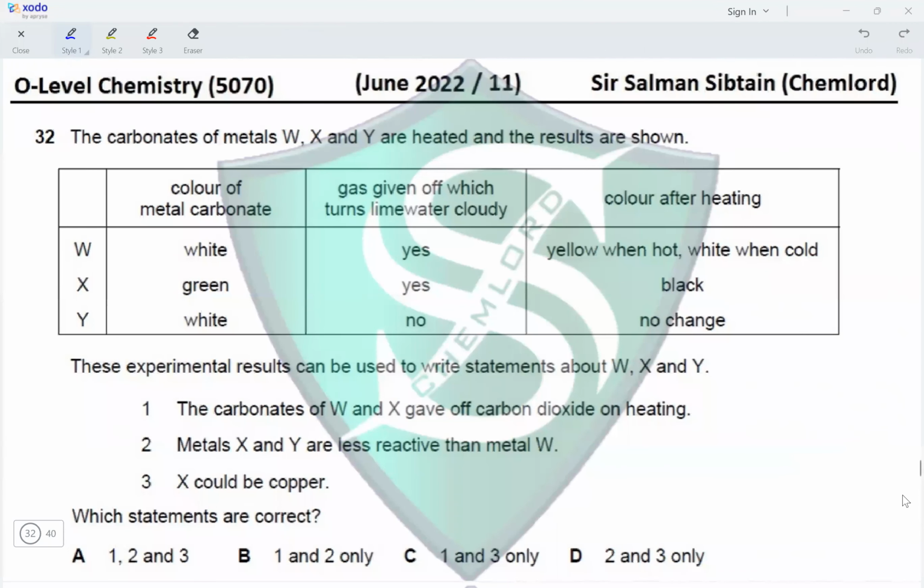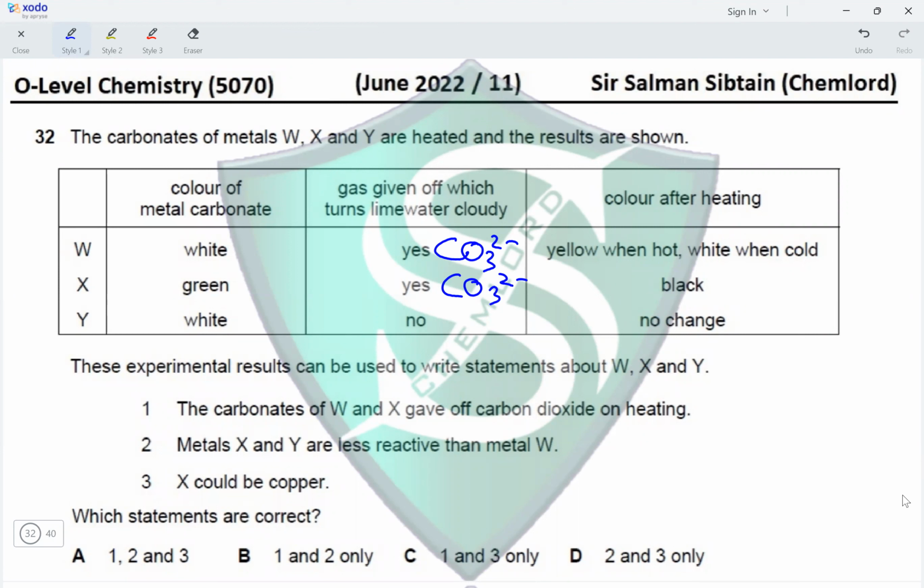Question 32. The carbonates of metals W, X, and Y are heated and the results are shown. Okay, let's look at the results. Color of the metal carbonate: W is white, X is green, Y is white. Gas given off which turns lime water cloudy: W and X, yes, and Y is no. So basically, the gas given off is CO2. So carbonate is present in W and carbonate is also present in X and carbonate is absent in Y.